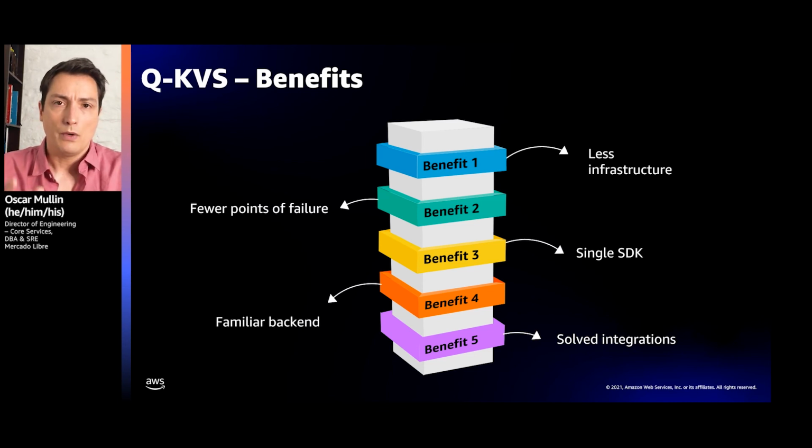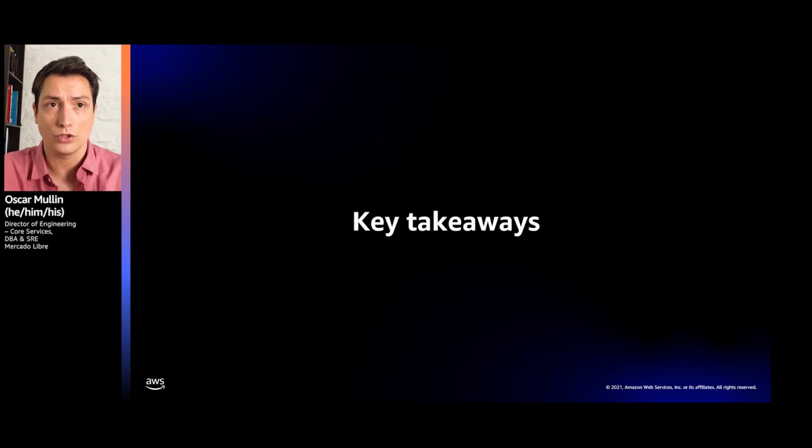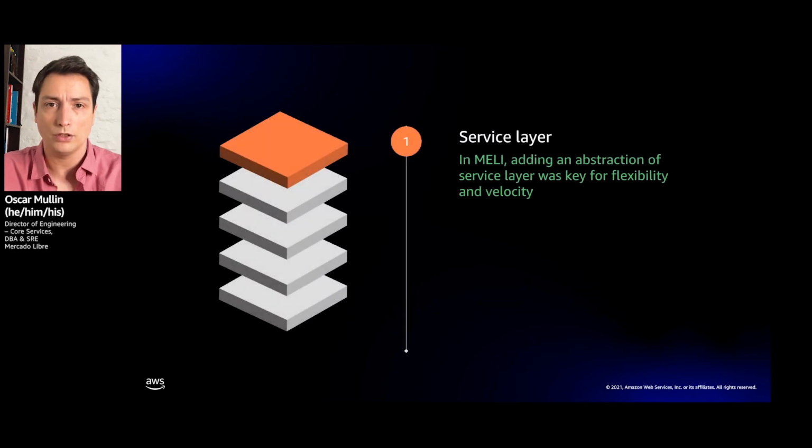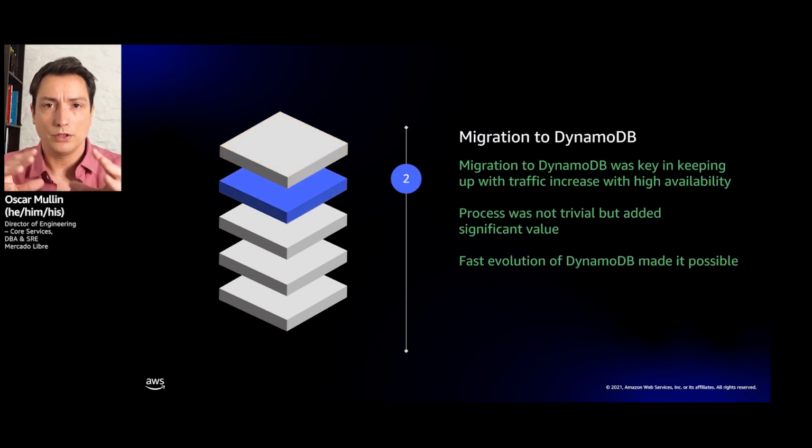And with that, we conclude all the things we wanted you to take away from the session. So what are the key takeaways? The first one is that, for Mercado Libre, adding this layer of abstraction was key for flexibility and velocity. The migration to DynamoDB was absolutely key in keeping up with traffic with high availability. The process was not trivial. I showed you only the nice part, but we had a lot of issues in the process that we had to solve. We are far from perfect.